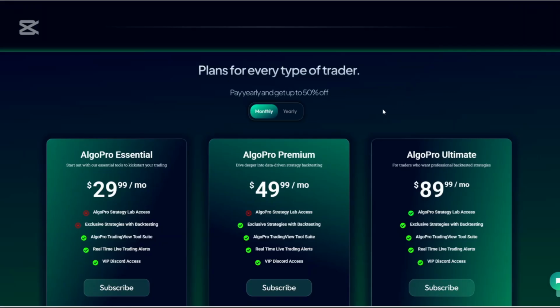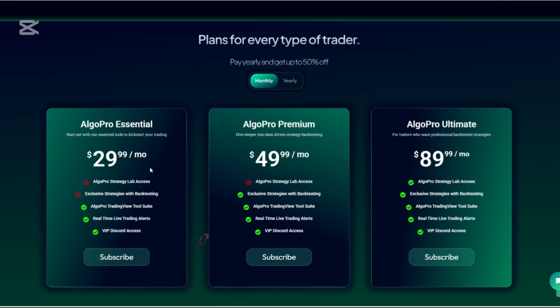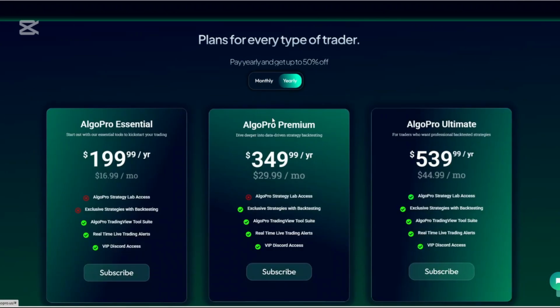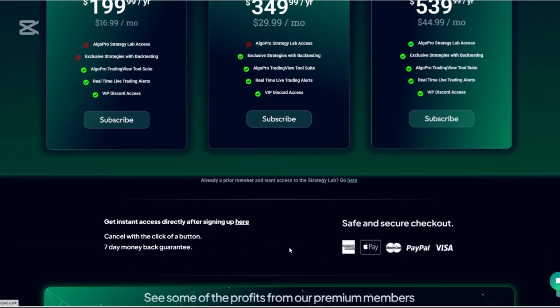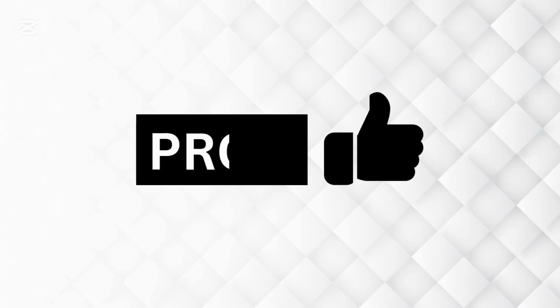And AlgoPro. The Essential plan costs $29.99 per month, the Premium plan costs $49.99 per month, and the AlgoPro Ultimate plan costs $89.99 per month. Of course, you save more when you do the yearly subscription. What are the pros and cons of each of these platforms? We start with the pros.